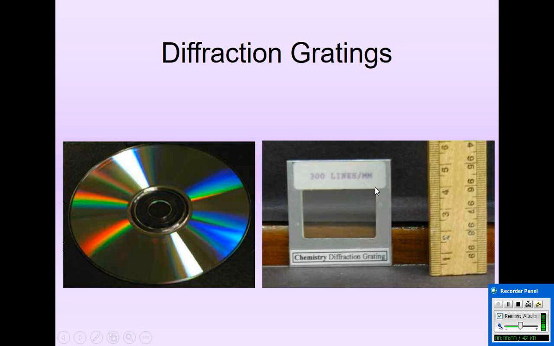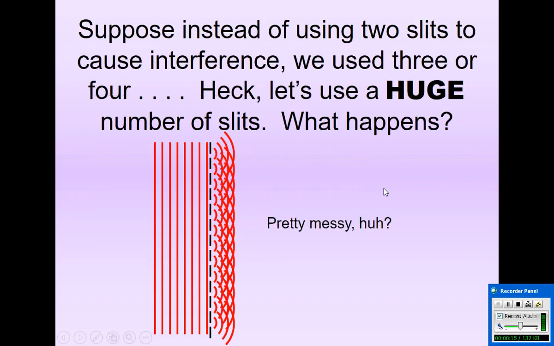Hello again. In this set of slides, I want to take a look at two different topics in wave optics, diffraction gratings and single slit diffraction. So we're going to start with diffraction gratings. What is a diffraction grating?